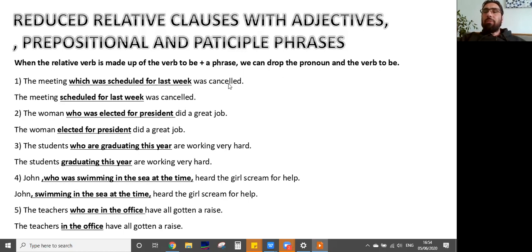So when we have a phrase, what we do is we can drop the relative pronoun and the verb to be. So the meeting, which was scheduled for last week, was cancelled. The meeting scheduled for last week was cancelled. So this is an advanced way of using relative clauses. Of course, never do anything that you're not sure of. If you're sure that you're getting it correct and you fully understand reduced relative clauses, this is something excellent that you can use.